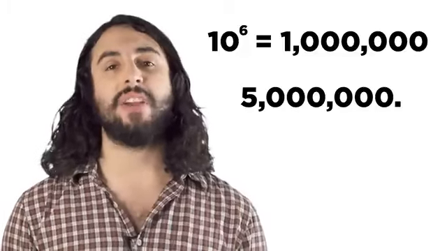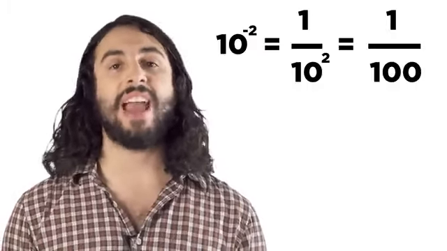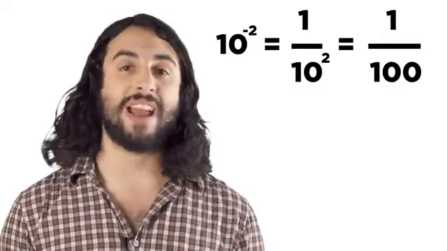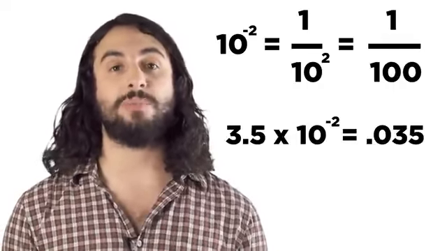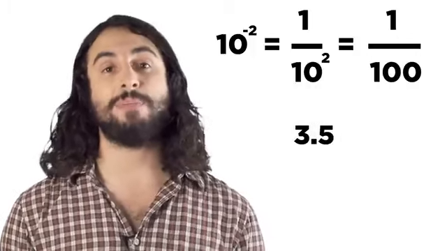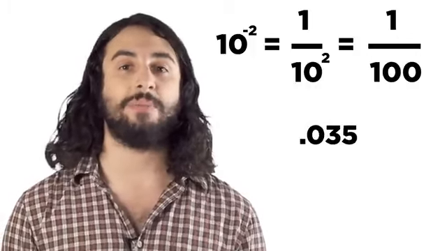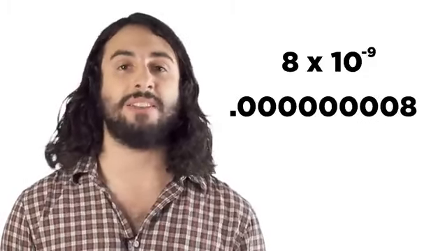We can also discuss very tiny numbers this way. 10 to the negative second means 1 over 10 squared, or 1/100th. So 3.5 times 10 to the negative 2 is 0.035. We can get this by moving the decimal 2 places to the left. And 8 times 10 to the negative 9 will be this number once we move the decimal 9 times.